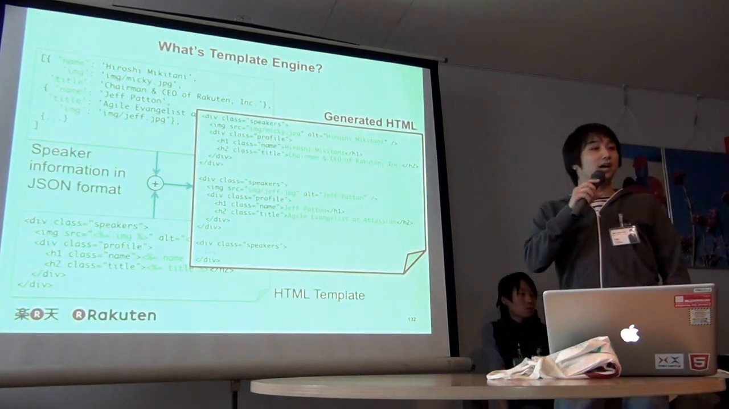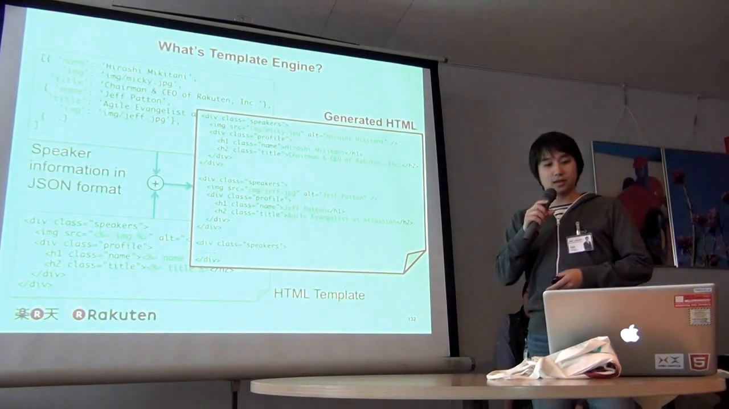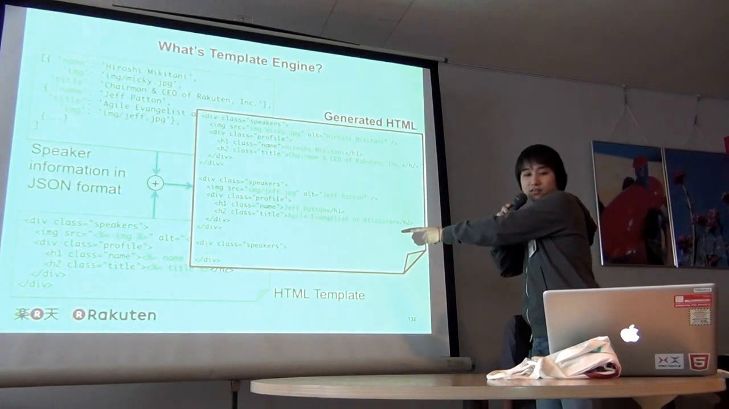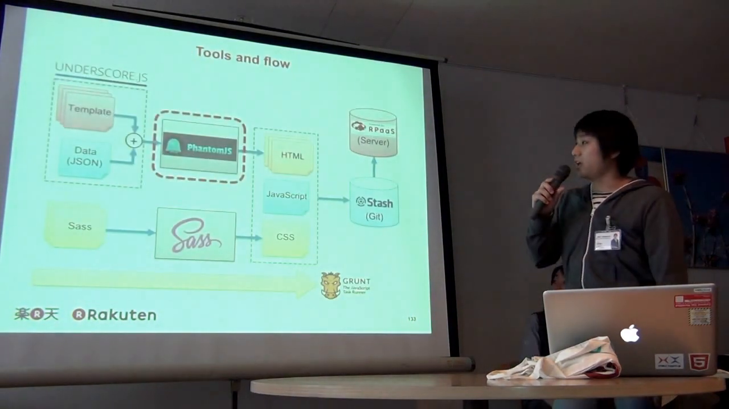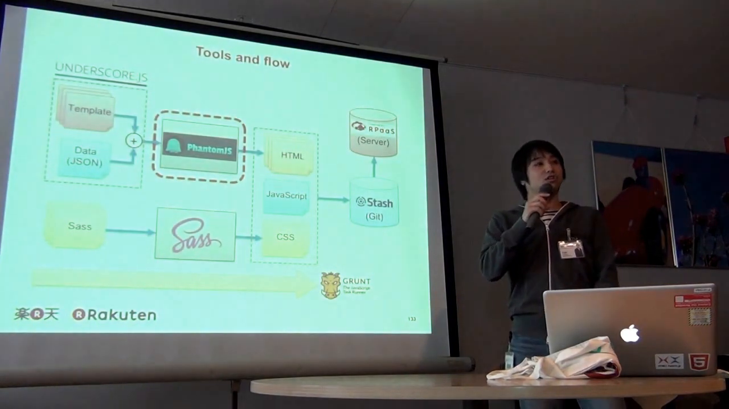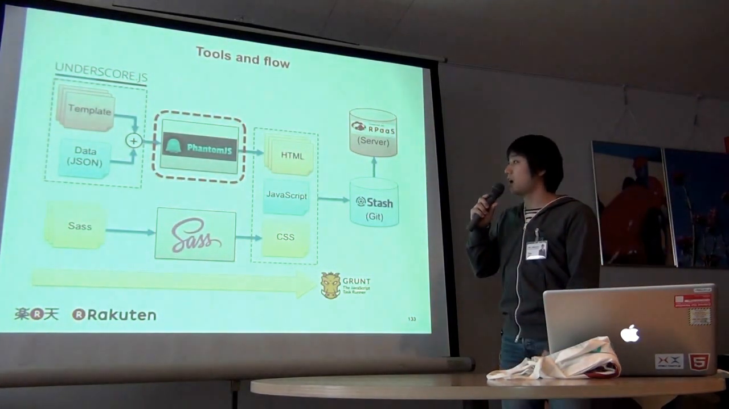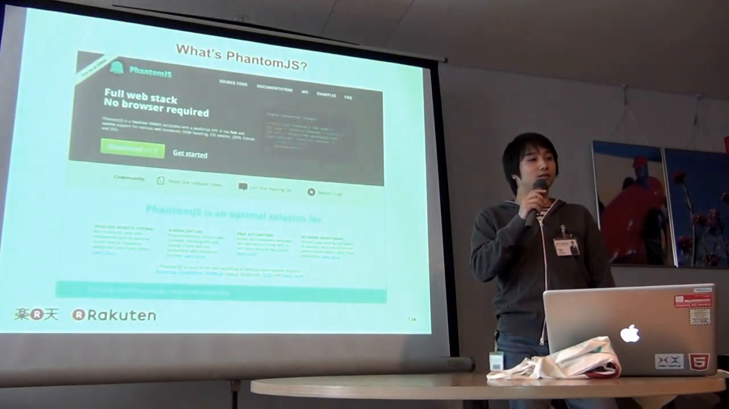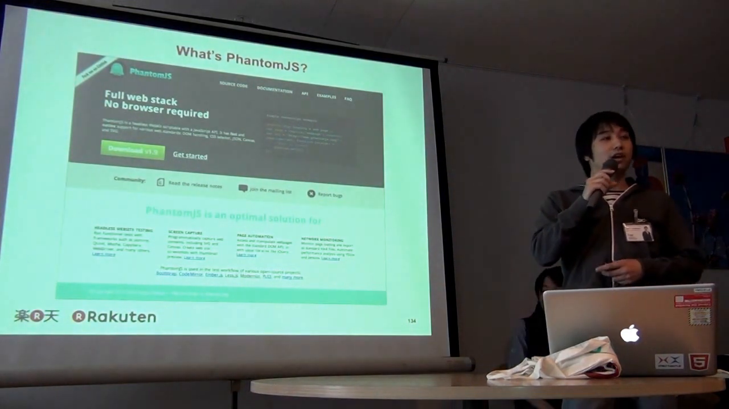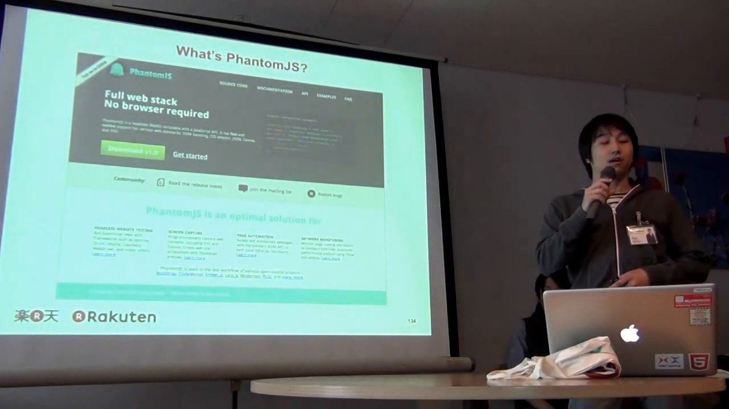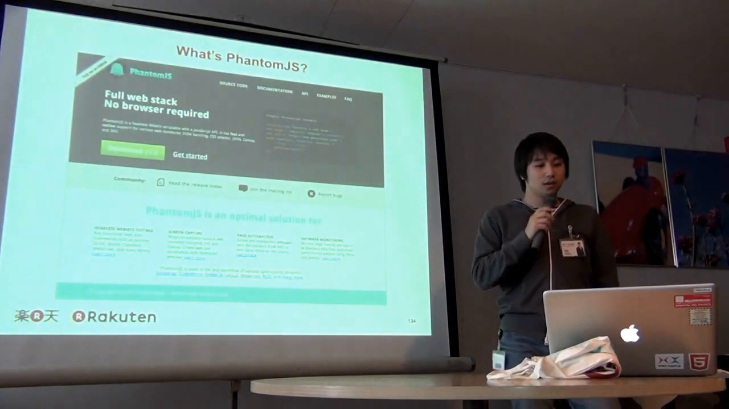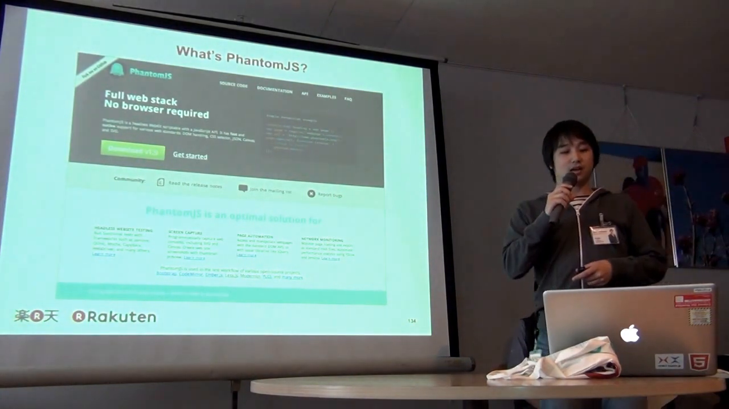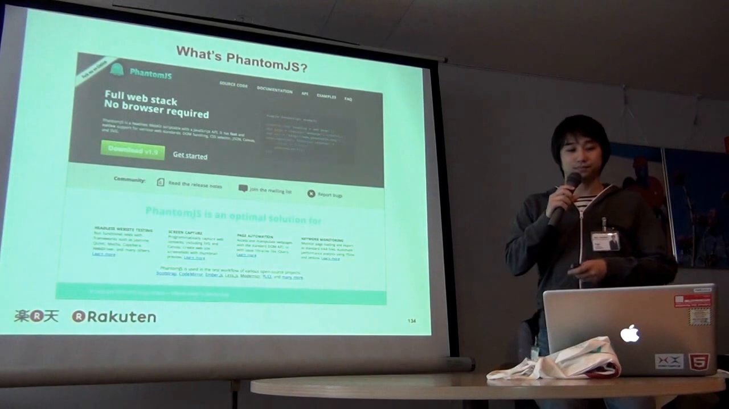So the template engine assigns the data to variables in the templates. Then HTML files are generated like this. In order to execute JS to generate HTML, we used PhantomJS. PhantomJS is a headless WebKit browser engine. You can run the browser engine from the command line, and you can control it by JavaScript. It is generally used for website testing, screen capturing, page automation, and so on.